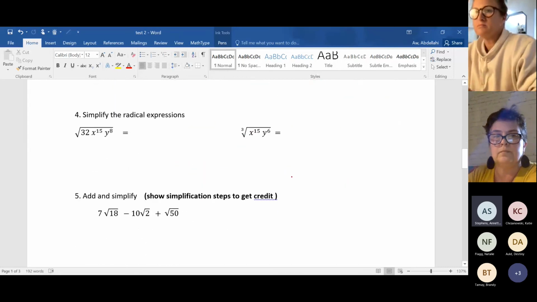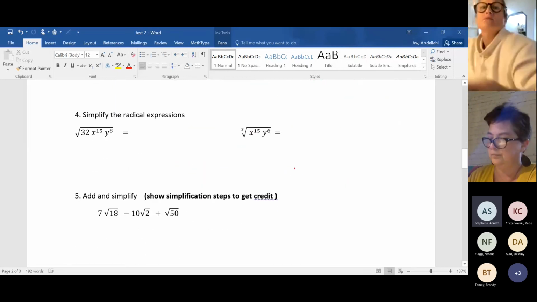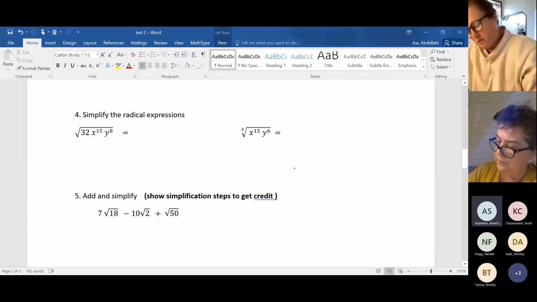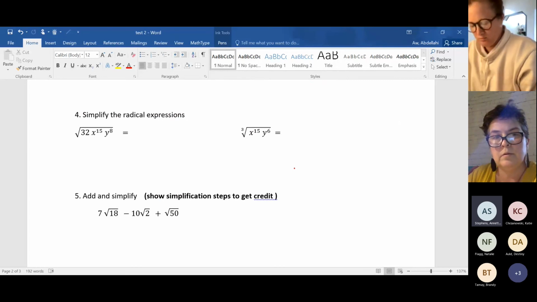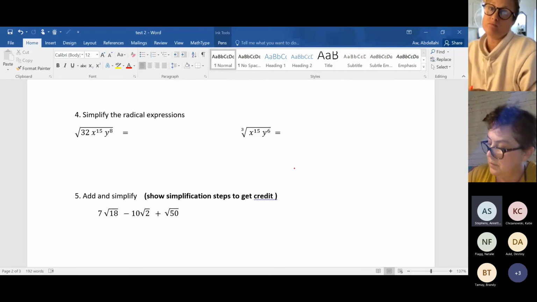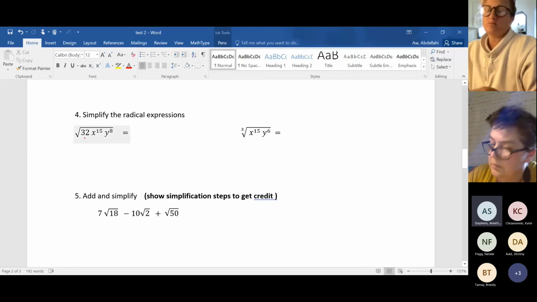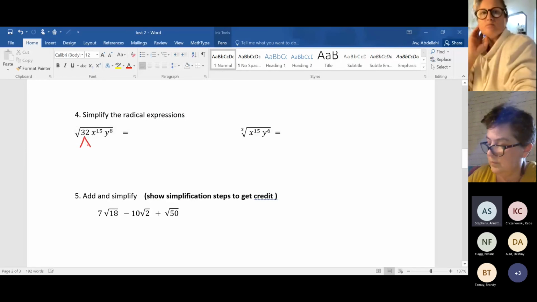Okay. Now we enter chapter 3, where we have to simplify radical expressions. So do you remember, to simplify this, we need to break 32 down into what numbers?